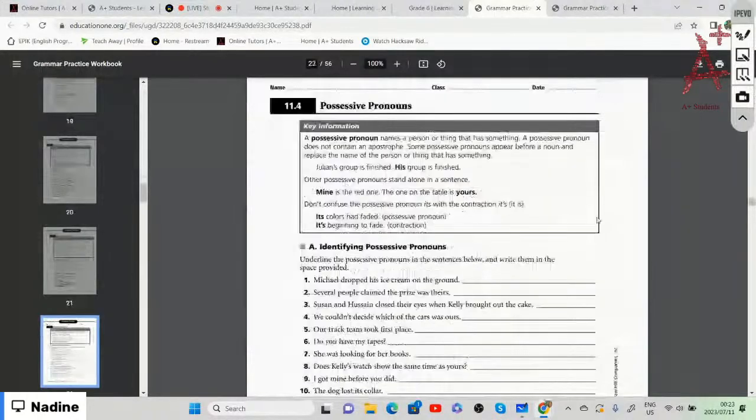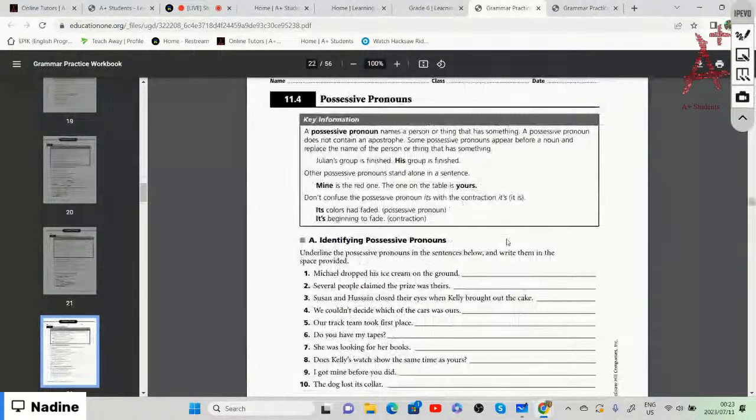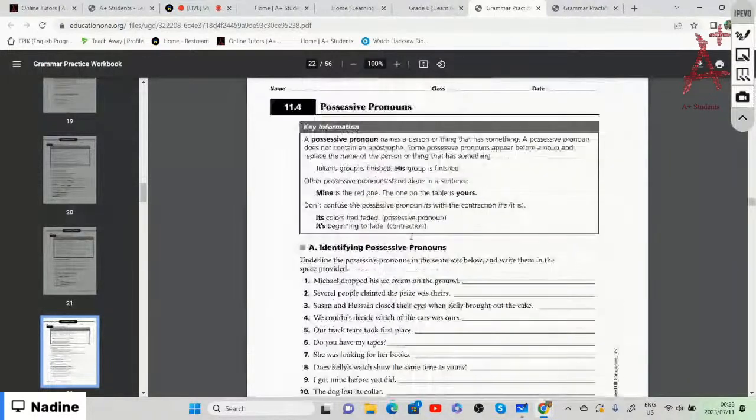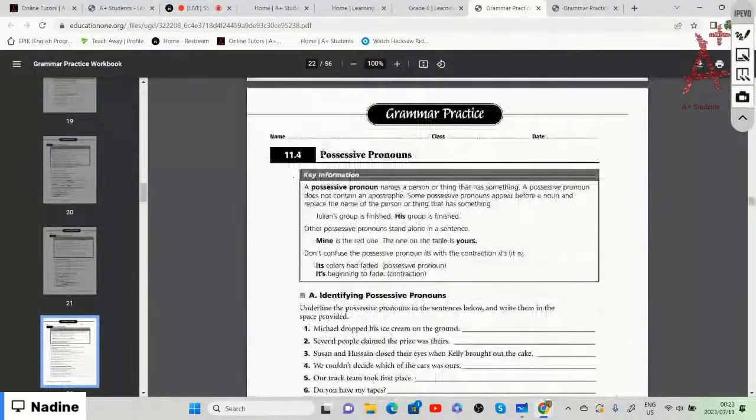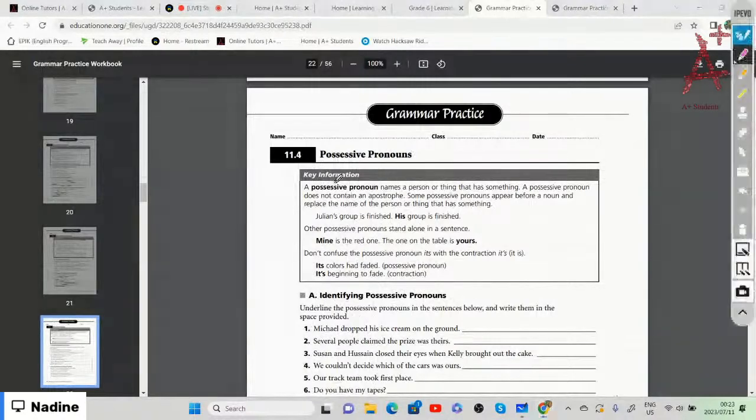All right, so let's go to page 18. Page 18 is possessive pronouns, and possessive pronouns under Language Arts link with the lesson that we were busy with today. It says a possessive pronoun names a person or a thing that has something. A possessive pronoun doesn't contain an apostrophe.